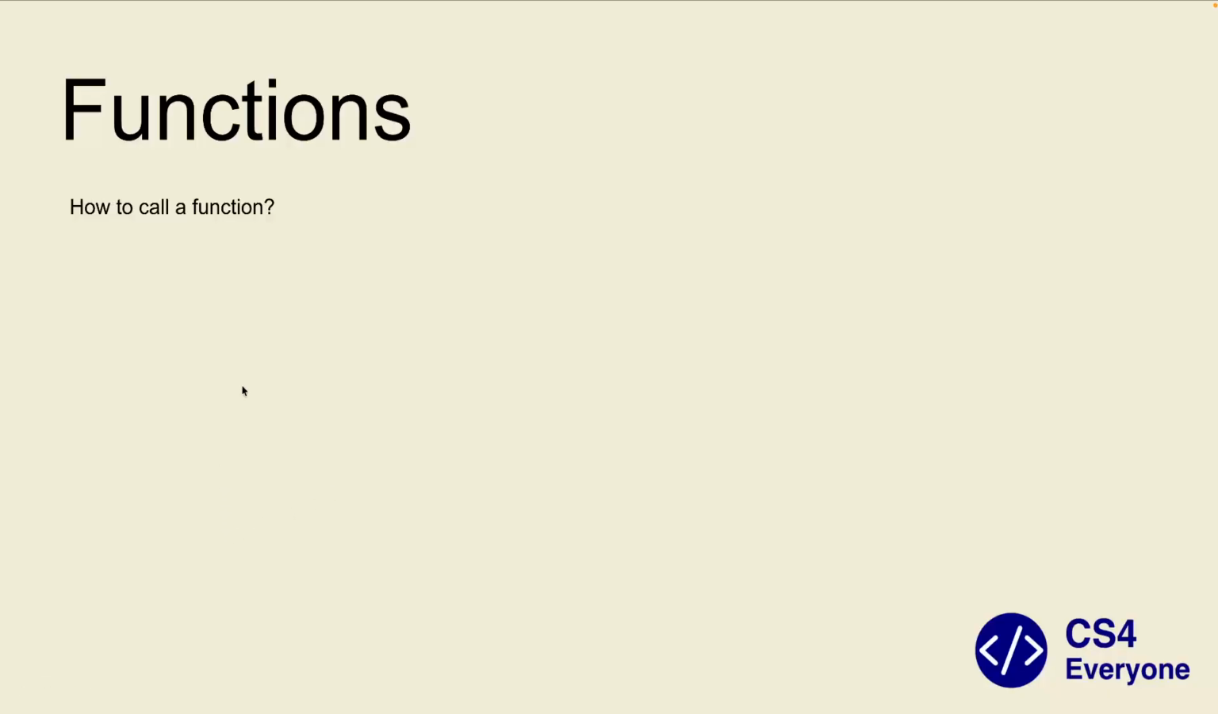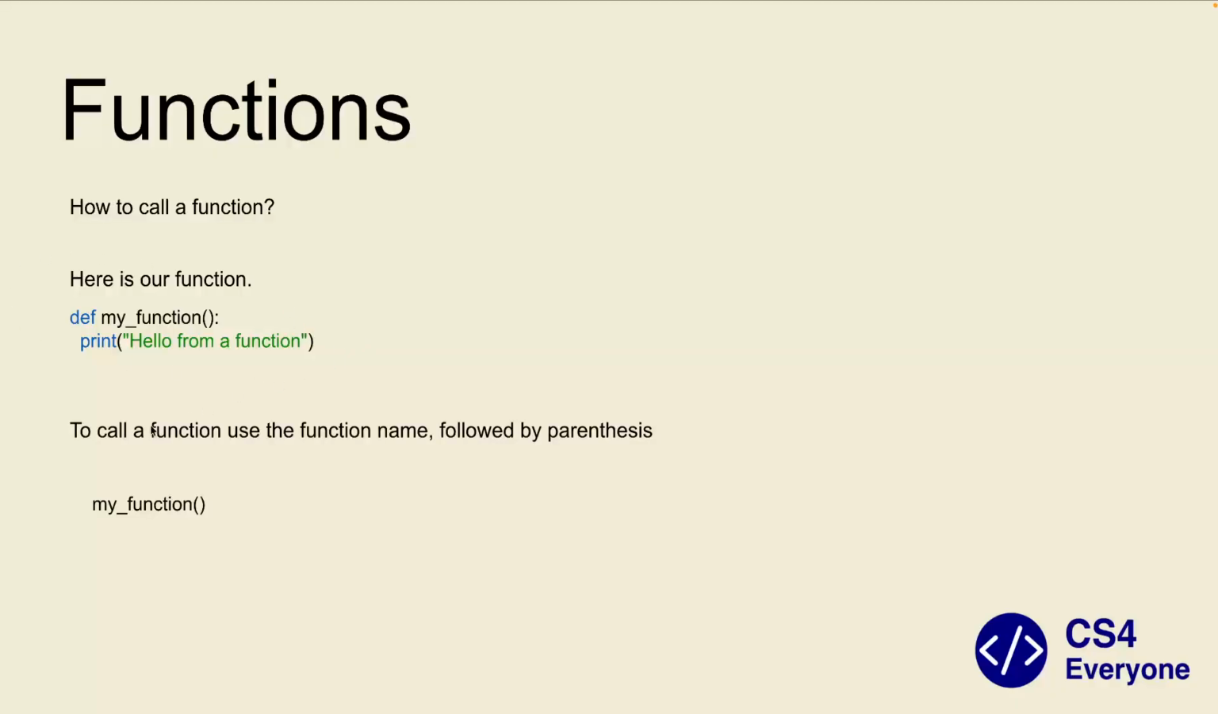How to call a function. Here is our function, as shown in the previous slide. To call a function, use the function name, followed by parentheses. So if you had a function named my_function, it would look something like this: my_function parentheses. Okay, now we will try this in Visual Studio Code.